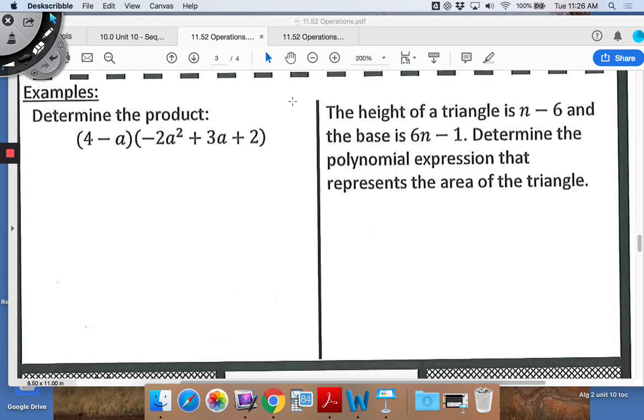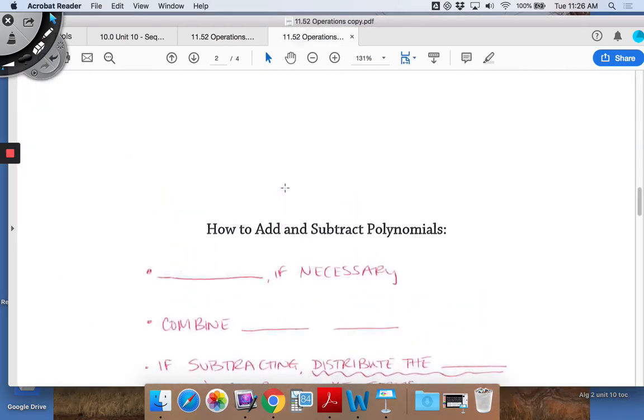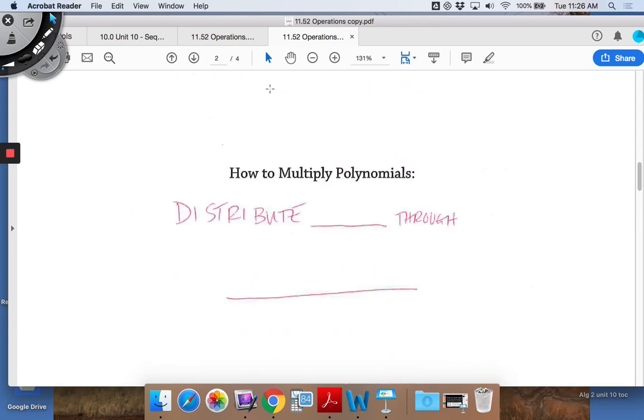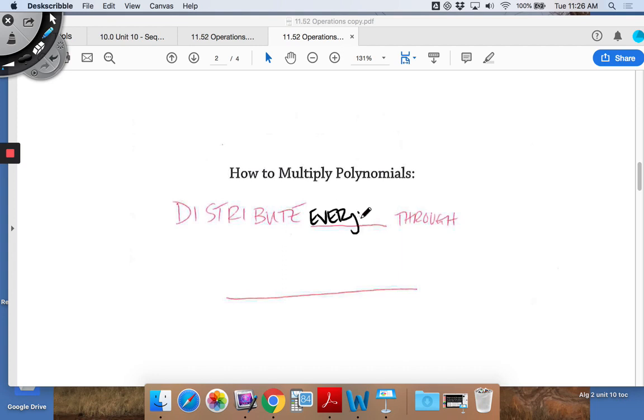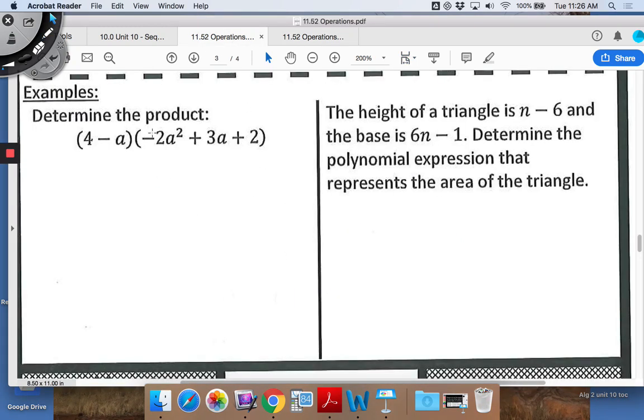So multiplying, the steps are to distribute everything through. And a lot of times we're going to use FOIL. If we have a binomial times a binomial, this means first, outside, inside, last. So our example for that looks like this. It says determine the product. That's a fancy math word that means multiply.